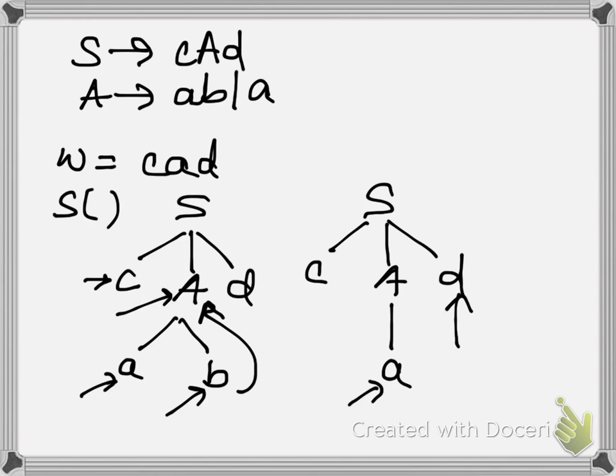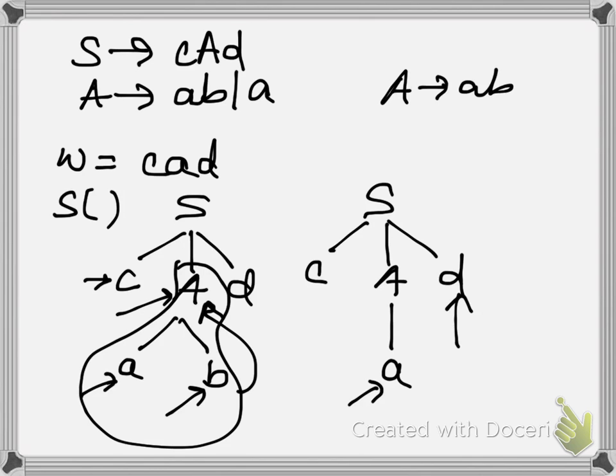If it was non-backtracking, then I would not have applied this production. I would not have applied the production A B. I would have only given this production. So this is your recursive descent.